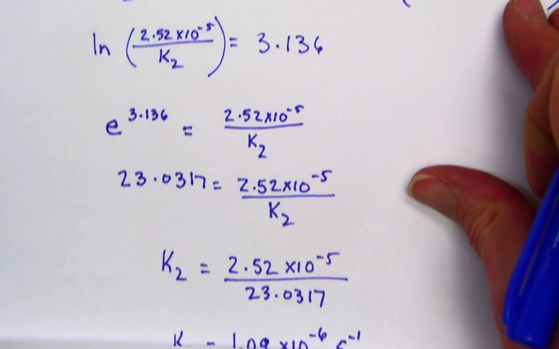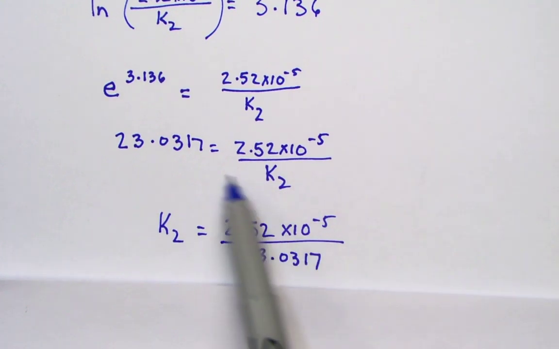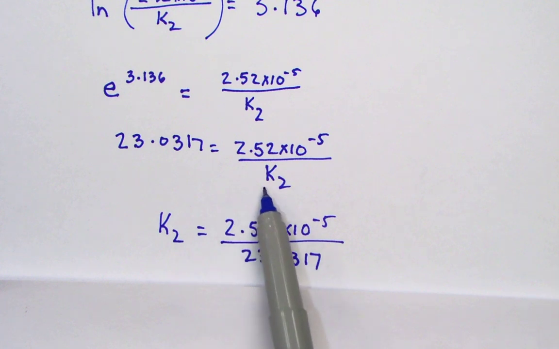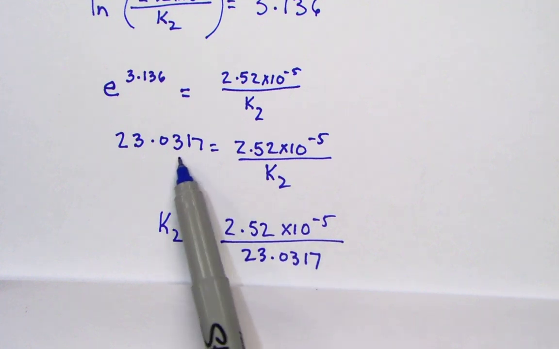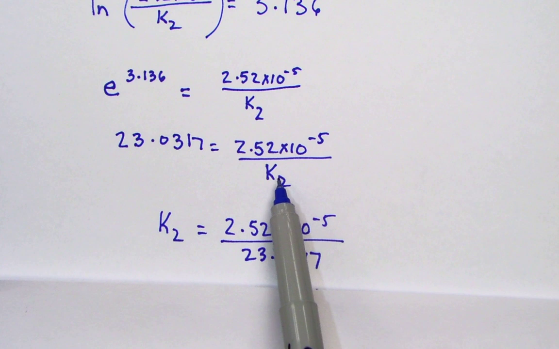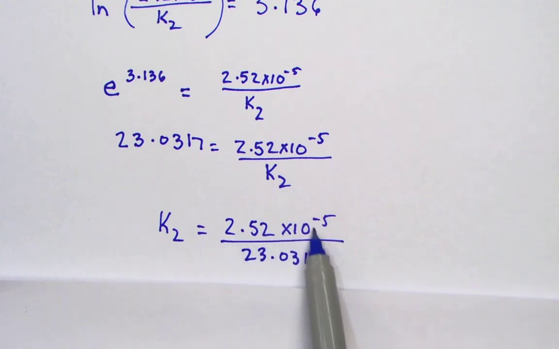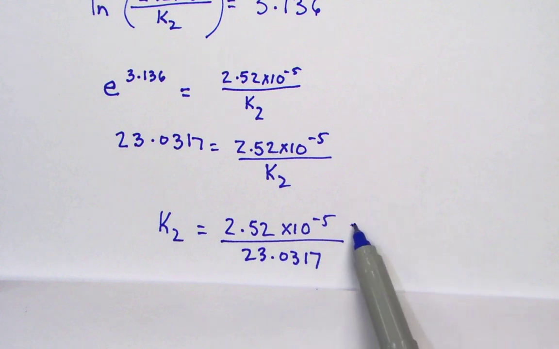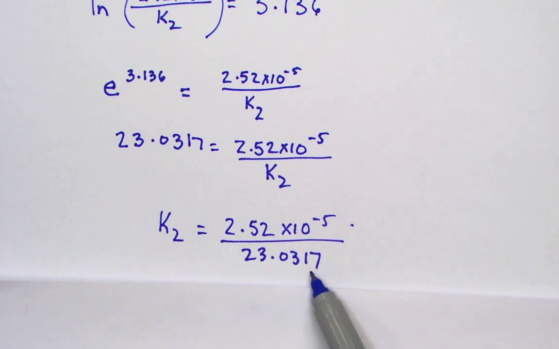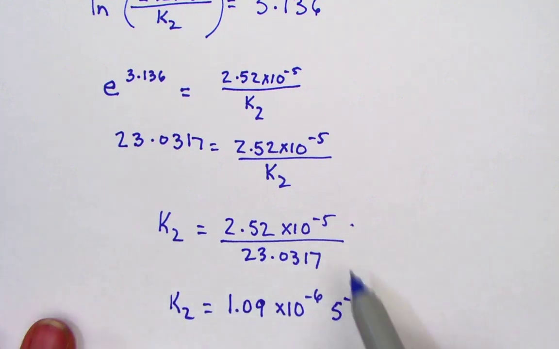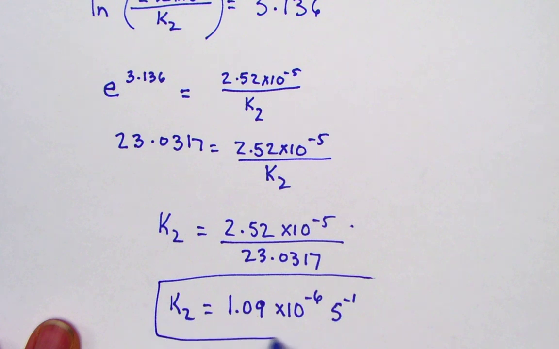And finally, when we pull out K2, those two things just switch places. The 23.0317 and the K2 will just switch. So I end up solving for K2 as 2.52 times 10 to the negative fifth, which came from the first line's data table, set over the answer, 23.0317. And our final answer for the rate constant K2 at our temperature of 430 Kelvin came out to be 1.09 times 10 to the negative 6 per second.